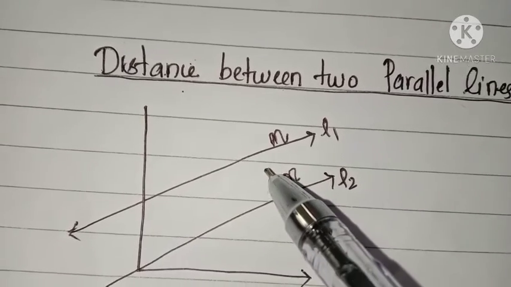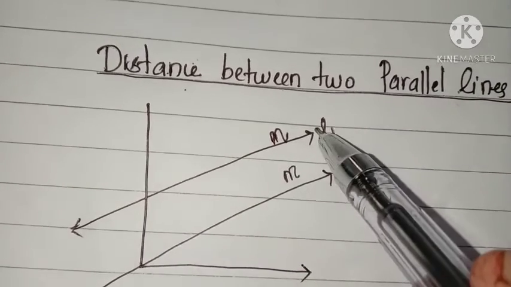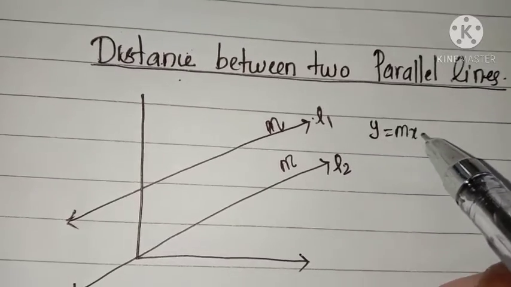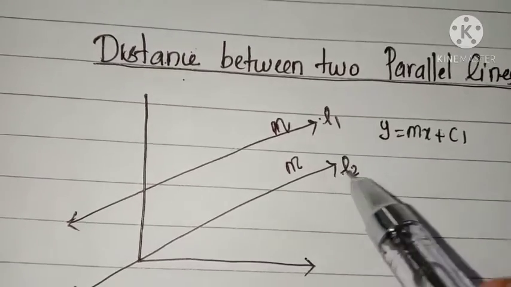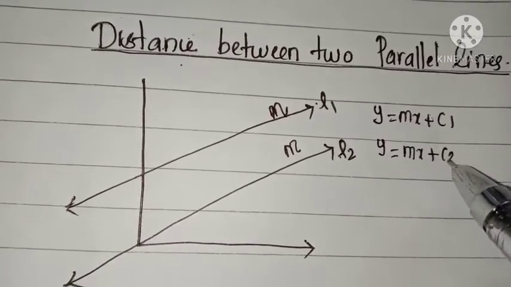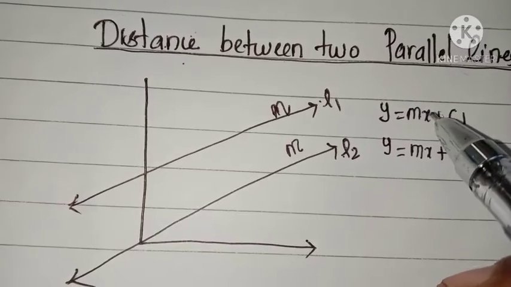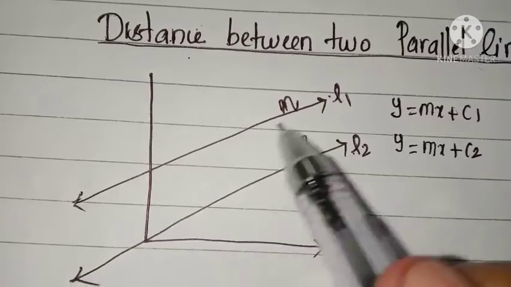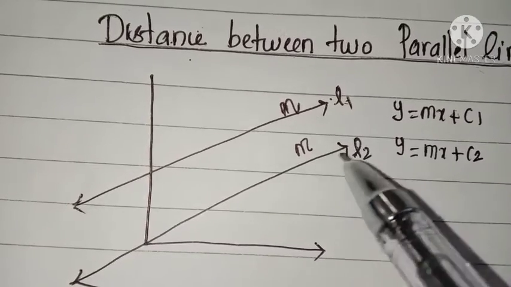And listen, consider the equation of line L1 as y equal to mx plus c1 and line L2 as y equal to mx plus c2. Okay, y equal to mx plus c1 and y equal to mx plus c2 are the equations of straight lines L1 and L2.